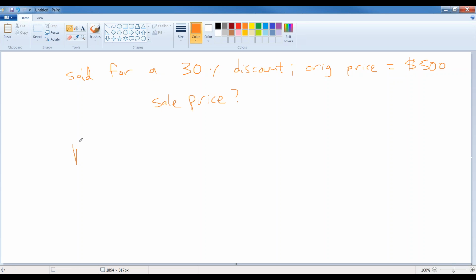Well, again, let's take our three steps. Any of these problems can be solved by this method: the rate, the base, and the percentage representation. The rate, we're told, is 30%. The base is the original price. It's what the whole thing is based on. So that's 500. And now we don't know what this is, so we can use the same formula. Rate times the base equals the P. The rate is 0.3 or 0.30, which is the same thing. The base is 500 equals the P.